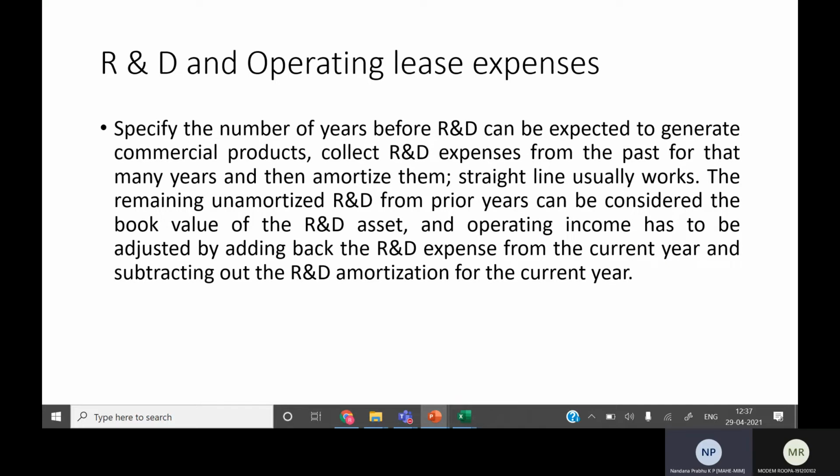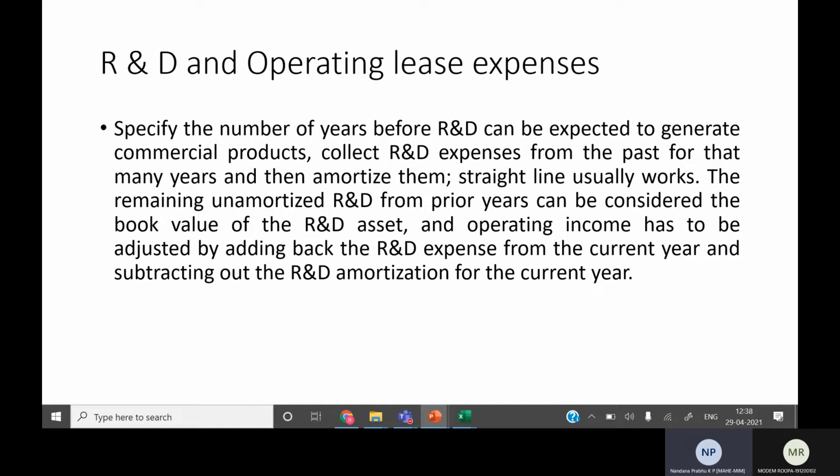The value of unamortized R&D was shown by that R&D converter, and the main input sheet will take it as the input, and in the output sheet that will be used as an asset. This unamortized R&D will be added to the value of assets of the balance sheet. And operating income has to be adjusted by adding back the R&D expense from the current year and subtracting out the R&D amortization for the current year.